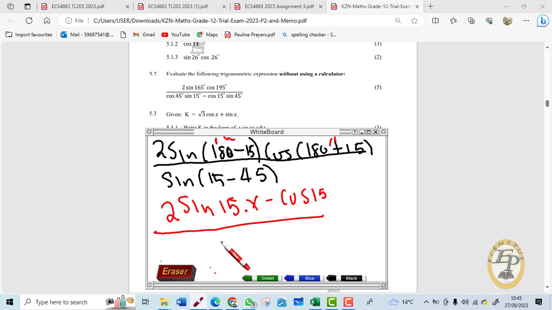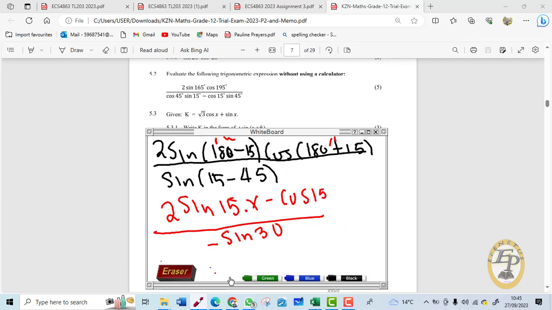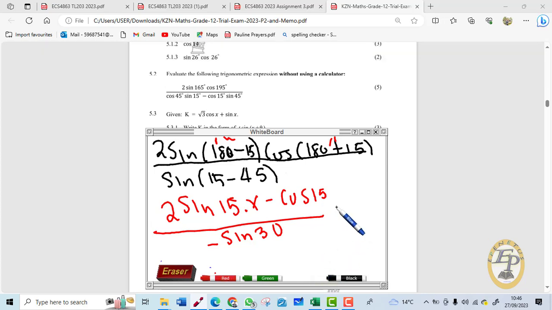And this one, we know it's going to be negative sine 30. Now negative times negative will cancel. Then you're having 2 sine 15 cos 15, which is equal to sine 30. So I'm having sine 30 over sine 30, and I get a number which is 1, which becomes the solution.